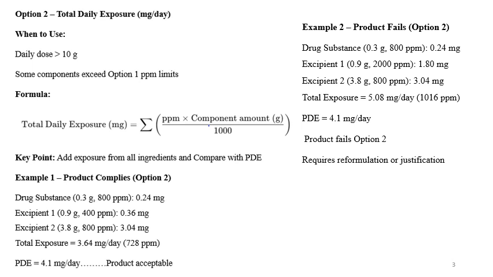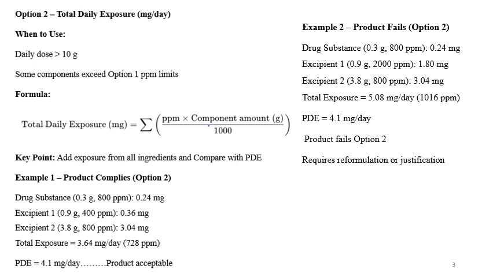Component amount is given in the gram. So add all the excipients, provide their limits, do the summation and check whether your product is complying or not. Key point is to add exposure from all ingredients and compare with the PD. For example, the acetonitrile PD is 410, and if you are not meeting or summation of the components is not meeting, that time you need to test the formulation.